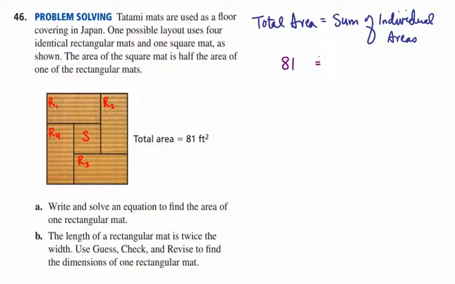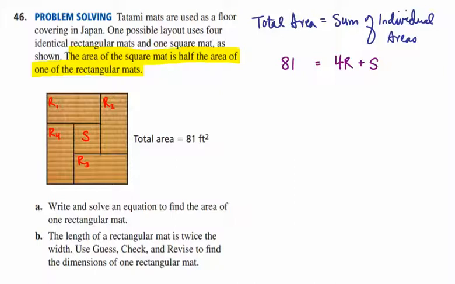We also know that we have 4 rectangular mats, all of equal area, and we'll represent those by the capital letter R. So we have 4 times the area of each individual rectangular mat, and then we have 1 square mat, and we'll represent its area by the letter S. Now, if we had 2 variables here, there's no way for us to solve this with just one equation. However, we are given the piece of information that the area of the square mat is half the area of one of the rectangular mats.